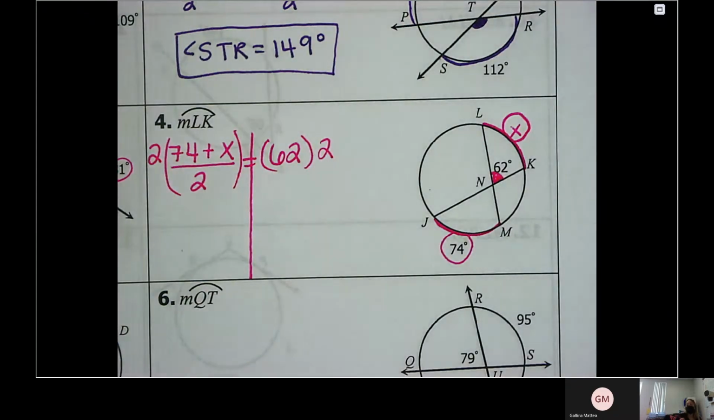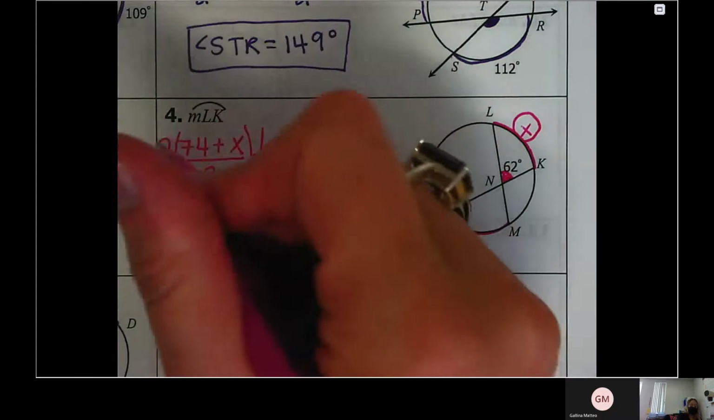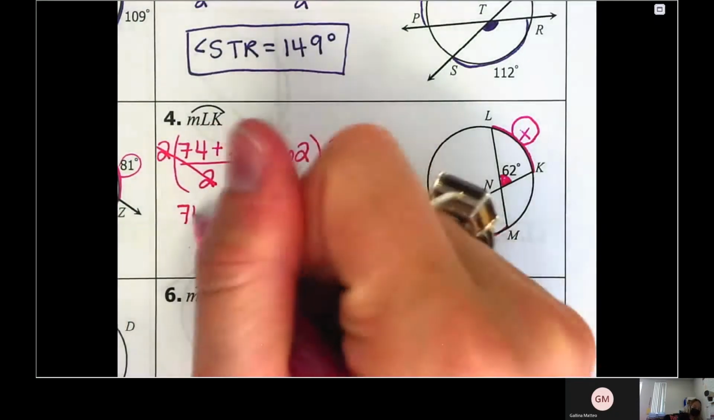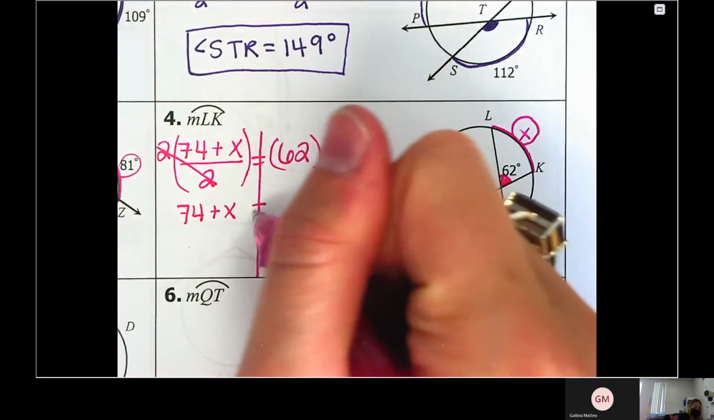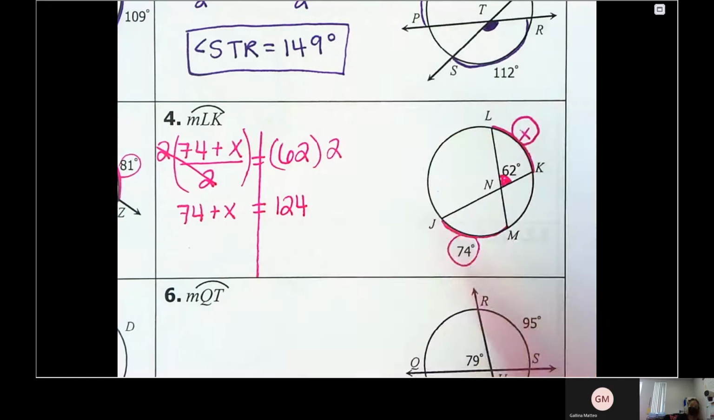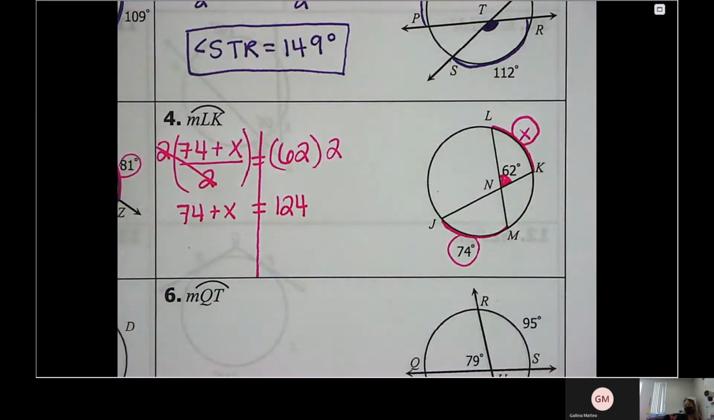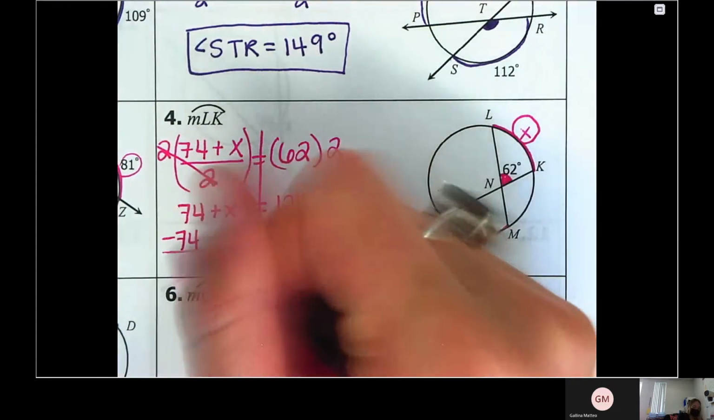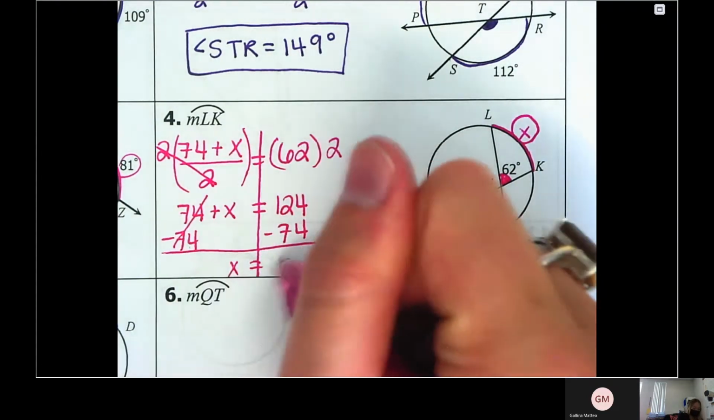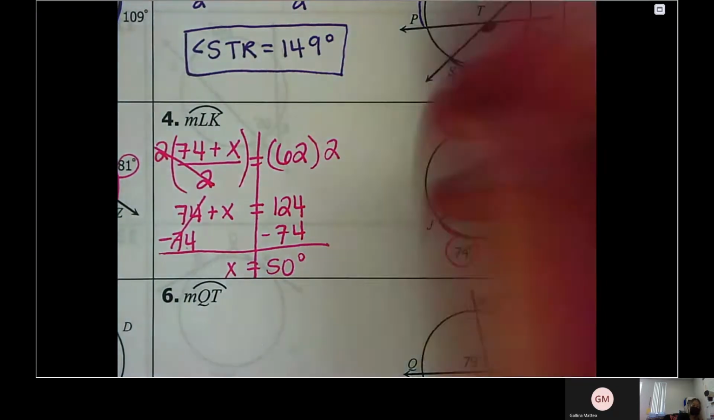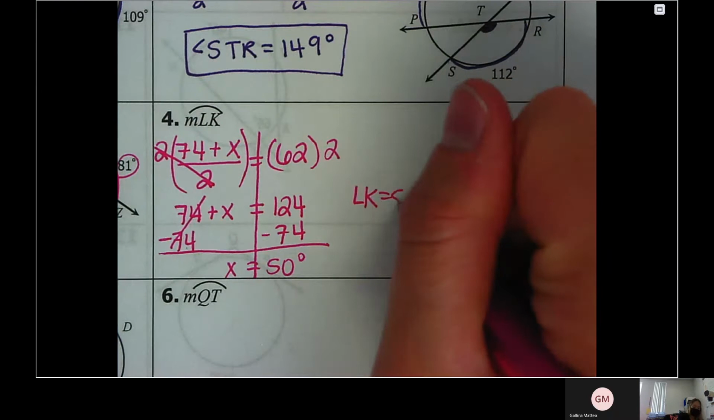All right, so I'm just undoing everything now. My 2's on the left will cancel. I've got 74 plus X equals 124. And then I do what? Subtract the 74. Good. And you get X equals 50 degrees. So this angle out here, this arc, excuse me, arc LK is 50 degrees.